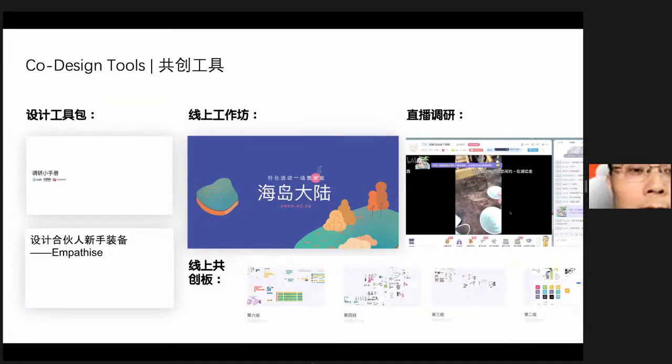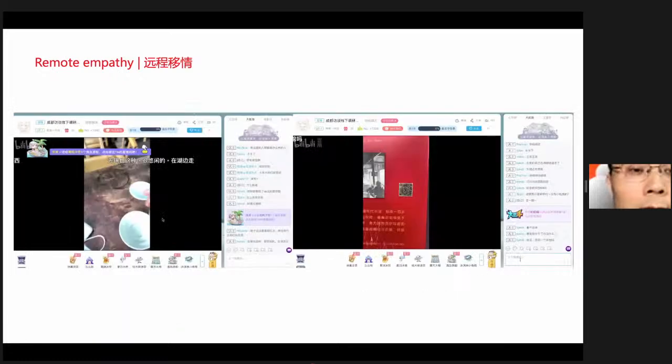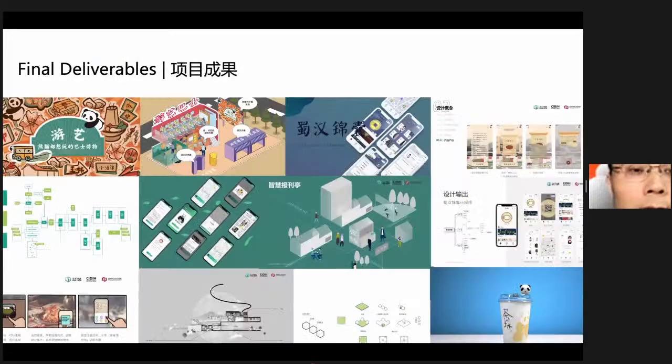And very importantly, we have linked the online and offline. We connect with our offline scenario in Chengdu to have a remote empathy through live broadcasting and storytelling. Our offline team is linked with our online discussion. Through this way, we have made 6 designs for the future.